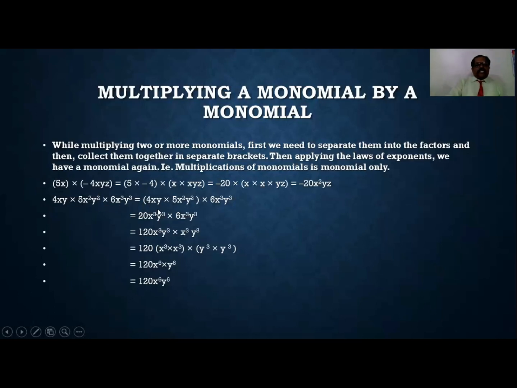So what do we do in this case? First we take the multiplication of the first two monomials. That is, 4xy is multiplied with 5x square y square. So take them together in one bracket.